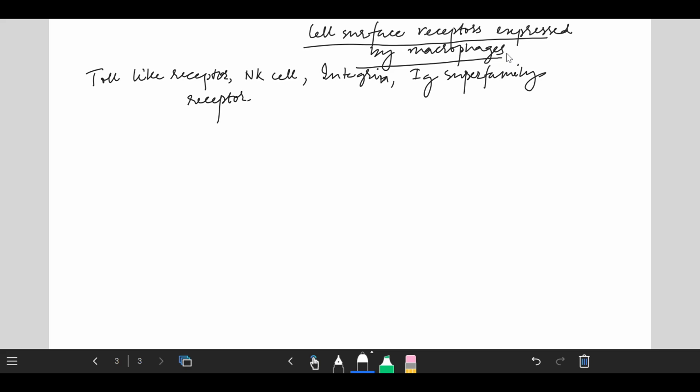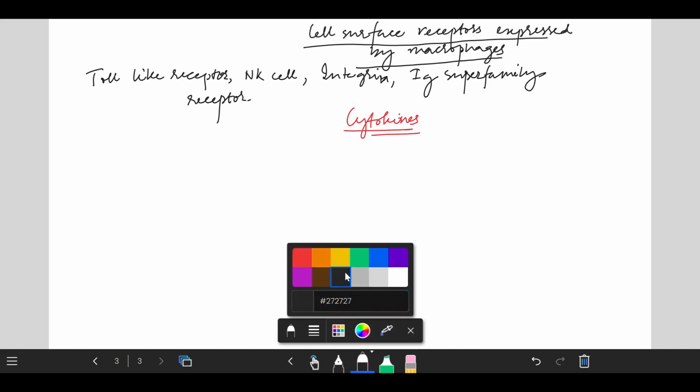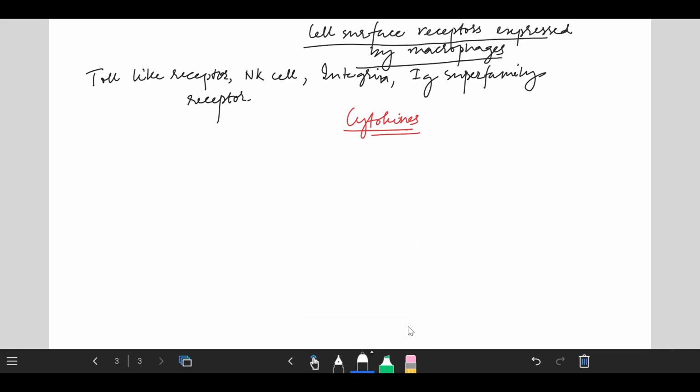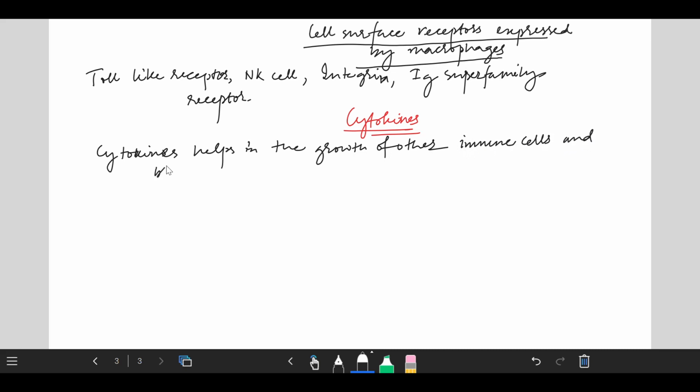Okay. Now, what are cytokines? So we will look at what cytokines are. Cytokines are small proteins that are crucial in controlling the growth and activity of other immune system cells and blood cells. So cytokines help in the growth of other immune cells and blood cells.